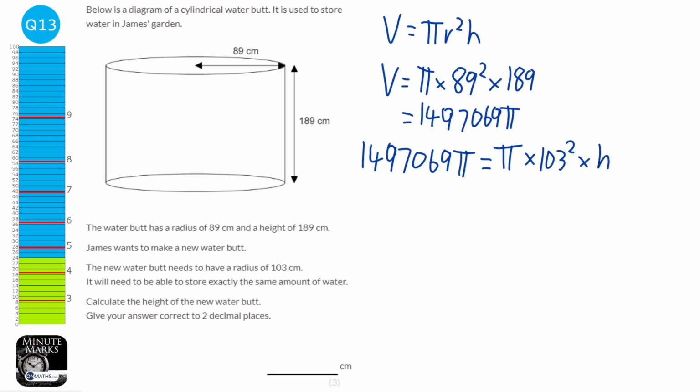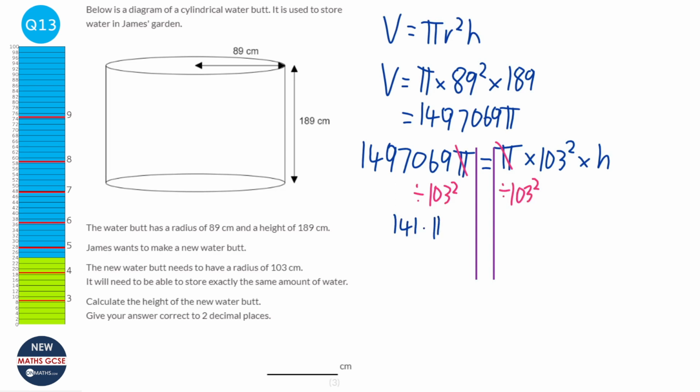Okay, so first thing we can do is just cross off the pi's from both sides. We don't really need them at all, and then we can get our solving lines in, and we can divide both sides by the 103 squared. On the left hand side we get 141.113 and so on, and on the right hand side we get h. So the height will be 141.113. It says it wants it to 2 decimal places, so that would be 141.11.